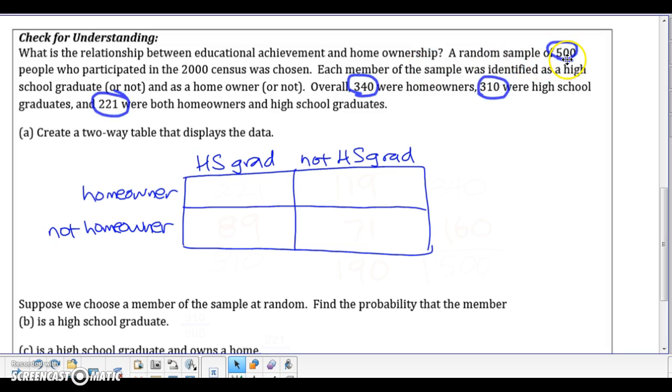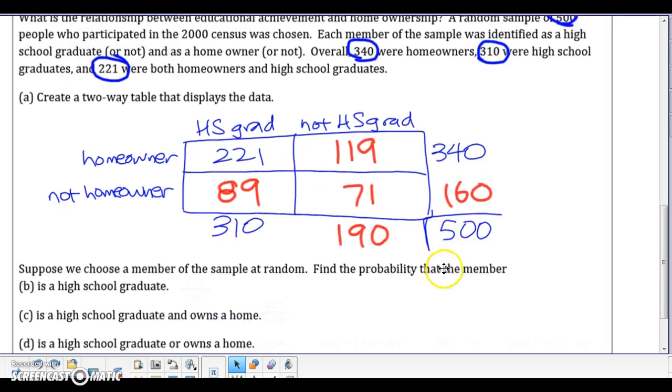So we know we have 500 people total, so that's going to be my total. The 340 is the total who are homeowners. The 310 are the total who are high school grads. And the 221 are people who are both homeowners and high school grads. Go ahead and pause the video and see if you can fill in those other cells. If you did, you should have gotten these numbers.